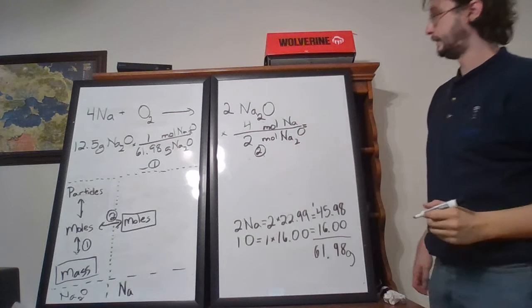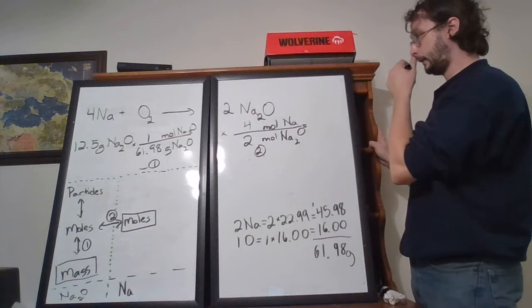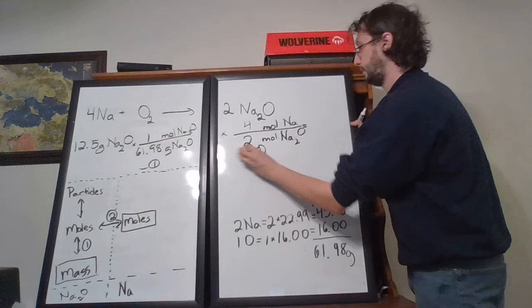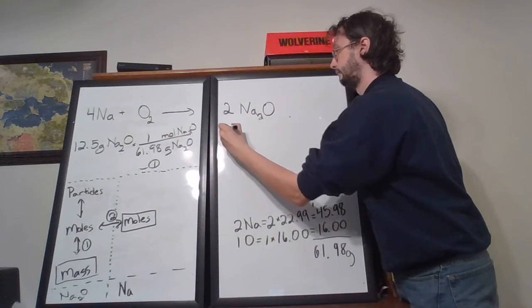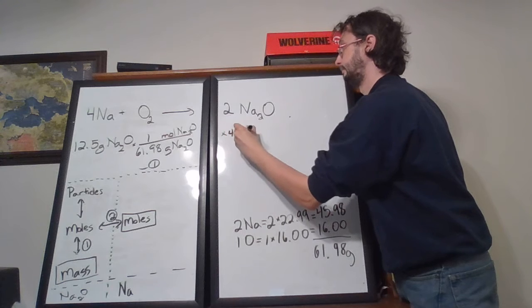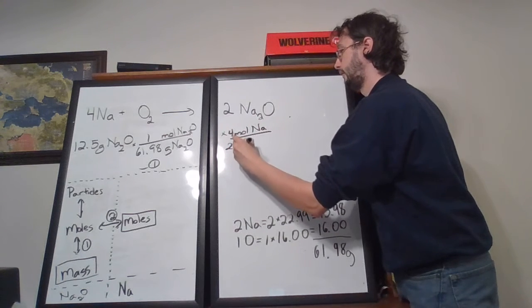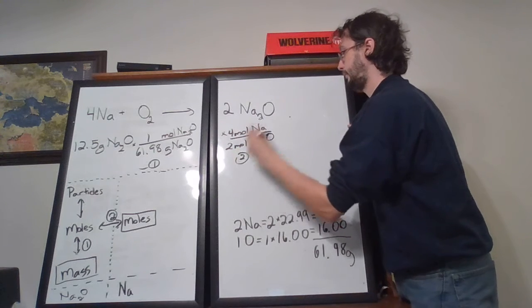So, let's see if we can squeeze this in. I will rewrite this just a little bit. 4 moles of sodium over 2 moles sodium oxide, and this is step 2.